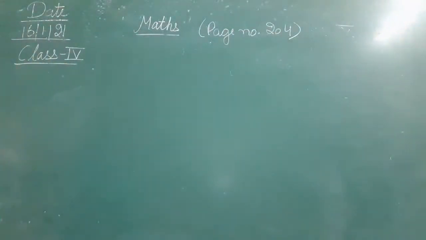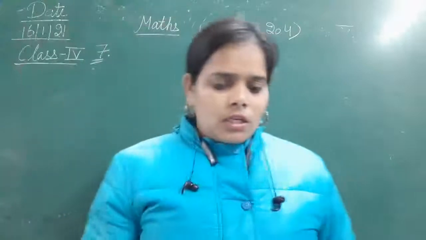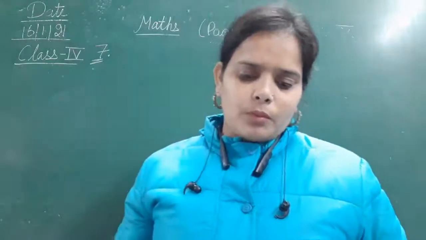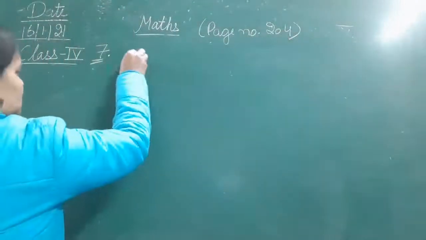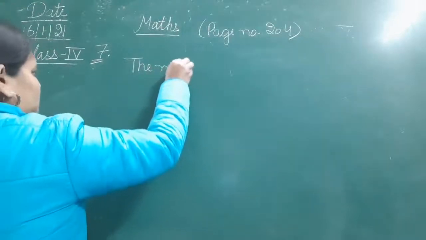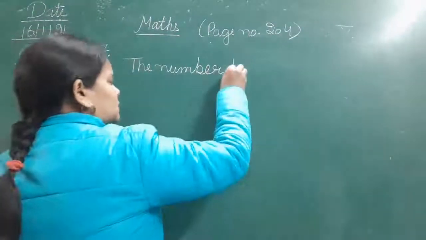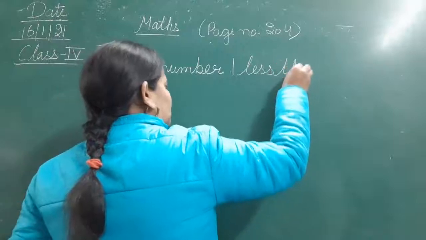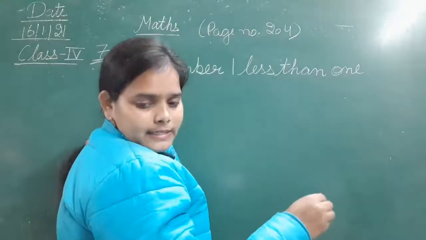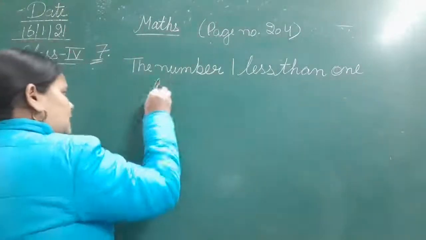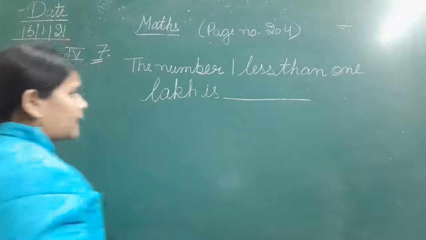Question number 7 is: the number 1 less than 1 lakh is. Okay, so first let's understand the meaning of the line of this question.